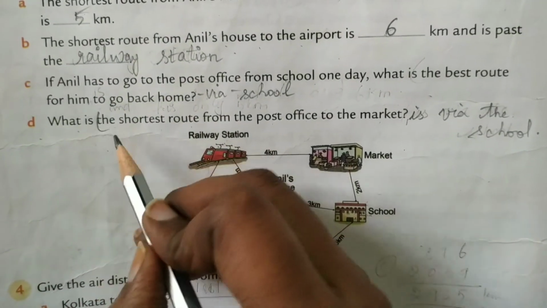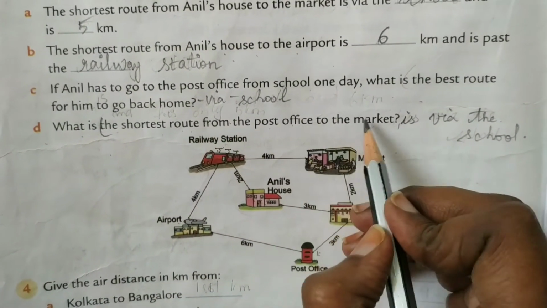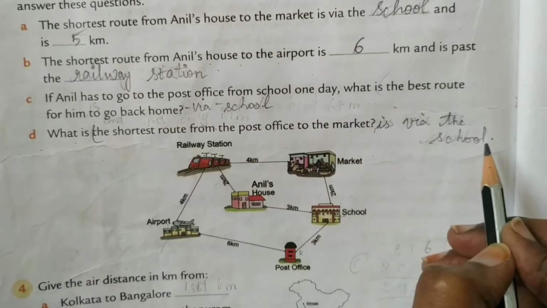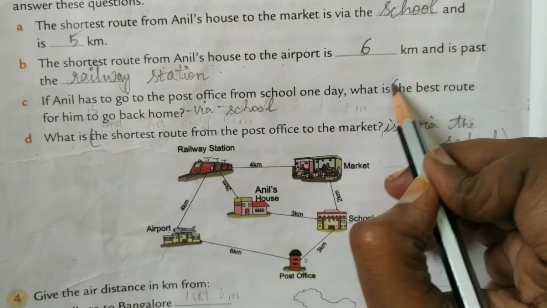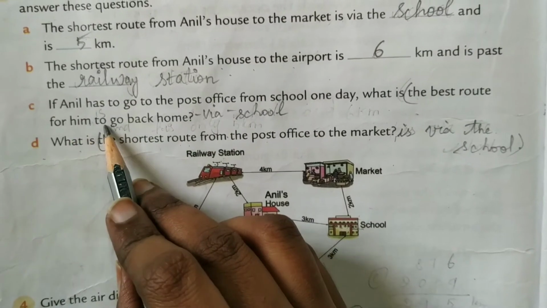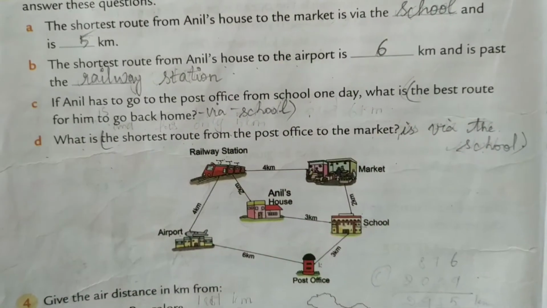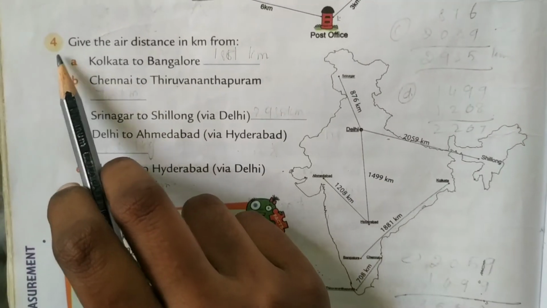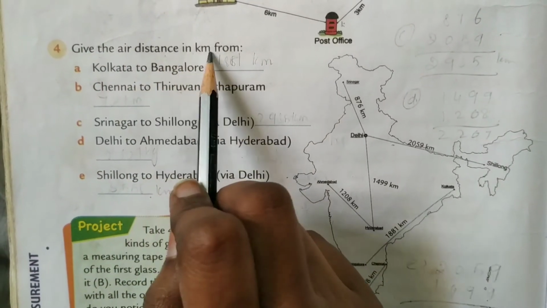So mark from here, the shortest route from the post office to the market is via the school. Even for the before answer you can mark from here, the best route for him to go back home is via school.